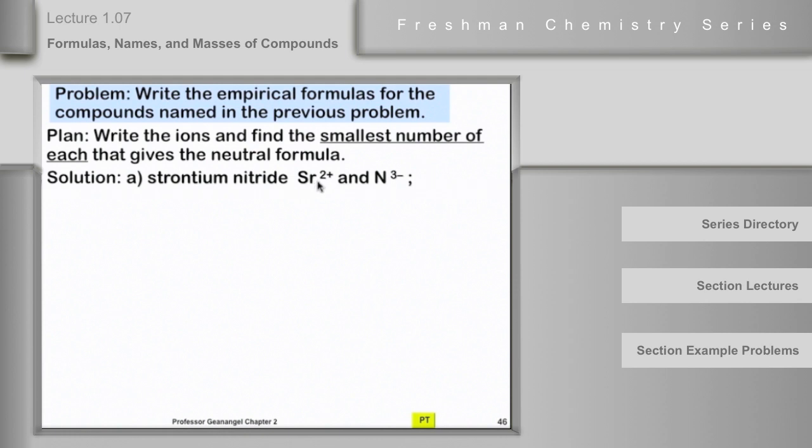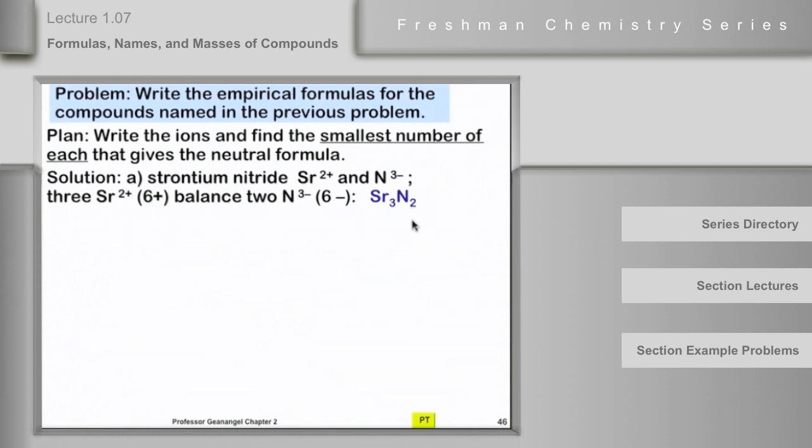2 strontiums won't do 1 nitrogen. 2 nitrogens won't do 2 strontiums. But when we get to 3 strontiums, we have 6 plus, and 2 nitrogens, we have 6 minus, and therefore the simplest empirical formula for strontium nitride is Sr3N2: Sr3 makes 6 positive charges, and N2 makes 6 negative charges. It's important that I get this clear to you. Does anyone have a question?